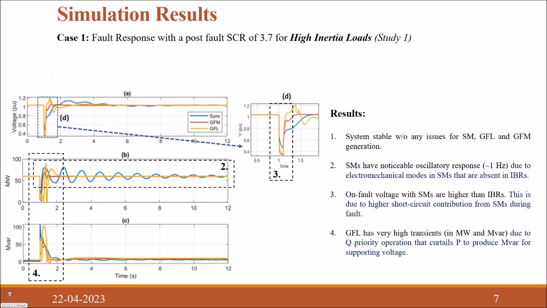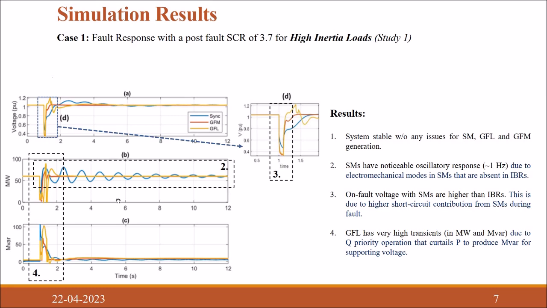So 4 results can be seen. The first result which you can see is that the system is stable for synchronous machine, grid following inverter, and grid forming generation. The second result, which you can see at the second dash block, is that the synchronous machine has a noticeably oscillated response. This is because of the electromechanical modes which we have in synchronous machine that are actually absent in IBRs.